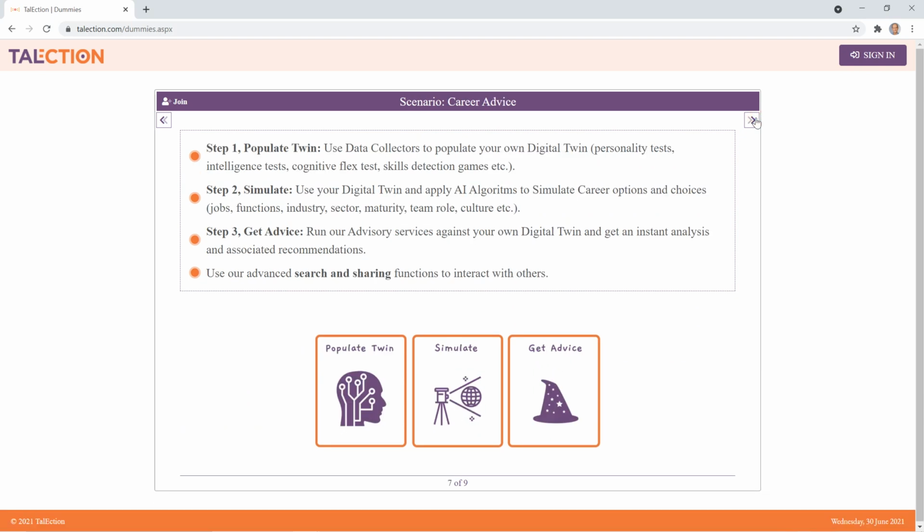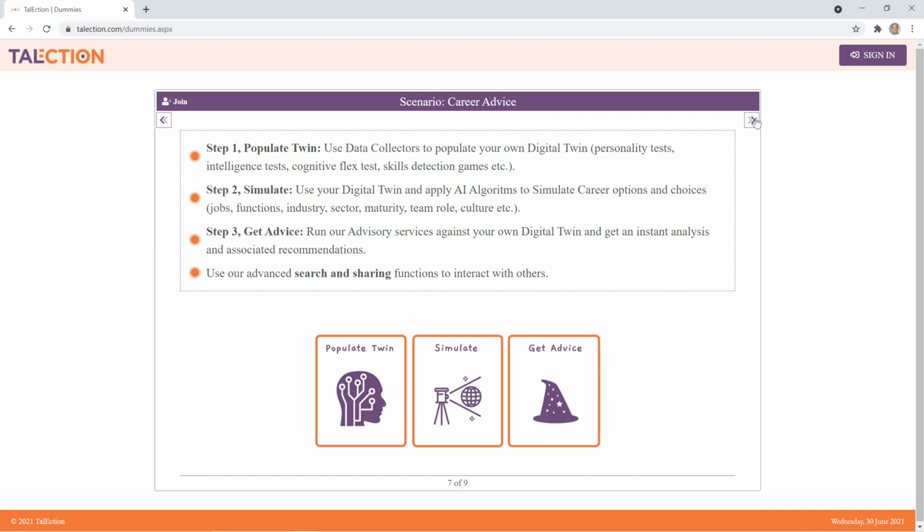Another scenario is career advice, and that's a product that is built entirely on the right-hand side of the schematics on the digital twin for you. So it's based on 3 steps. You populate the twin. You use the data collectors to populate your own digital twin with personality tests, intelligence tests, cognitive flexibility tests, games, etc.